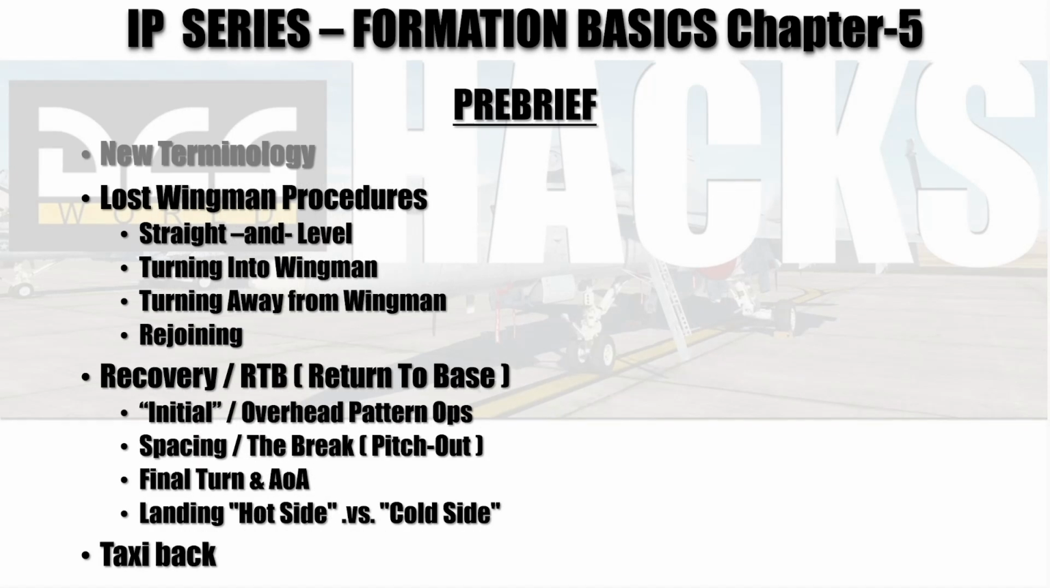So let's take a look at lost wingman procedures. There are 3 basic lost wingman procedures: straight and level flight, leader turning into the wingman, leader turning away from the wingman, and then rejoins.